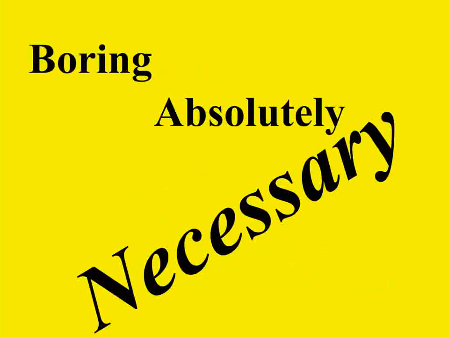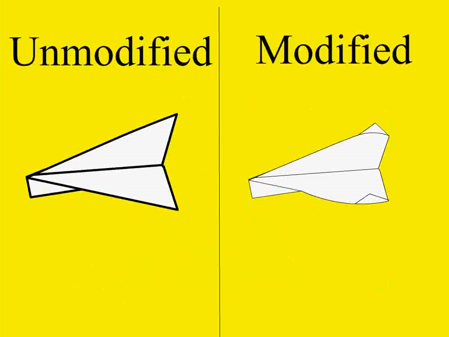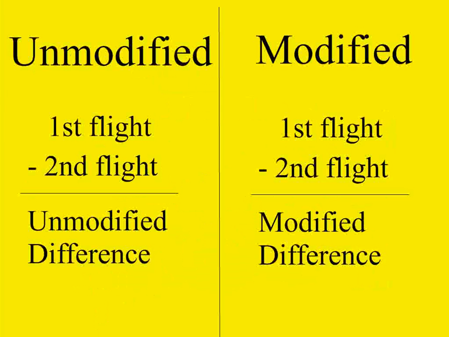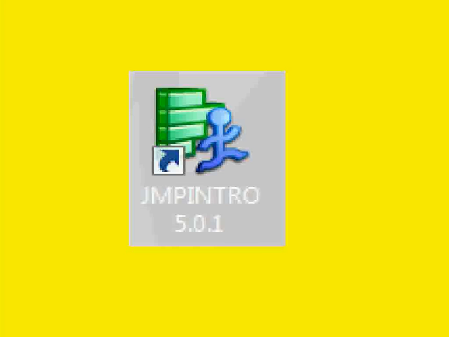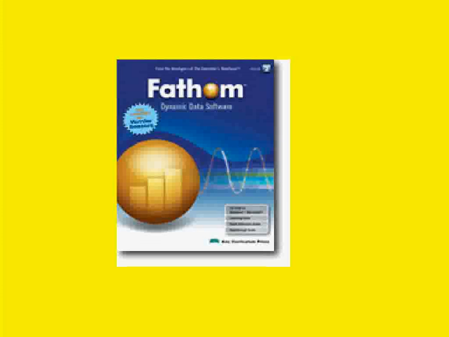Okay, now for the boring but absolutely necessary part of this presentation. Taking the two groups, unmodified and modified planes, I found the difference between their first and second flight times to see if changing their wing structure actually made them fly better. To do this, I used a program called JMP, whose icon looks like the AOL logo combined with Singular and Fathom, to perform the two-sample t-test.